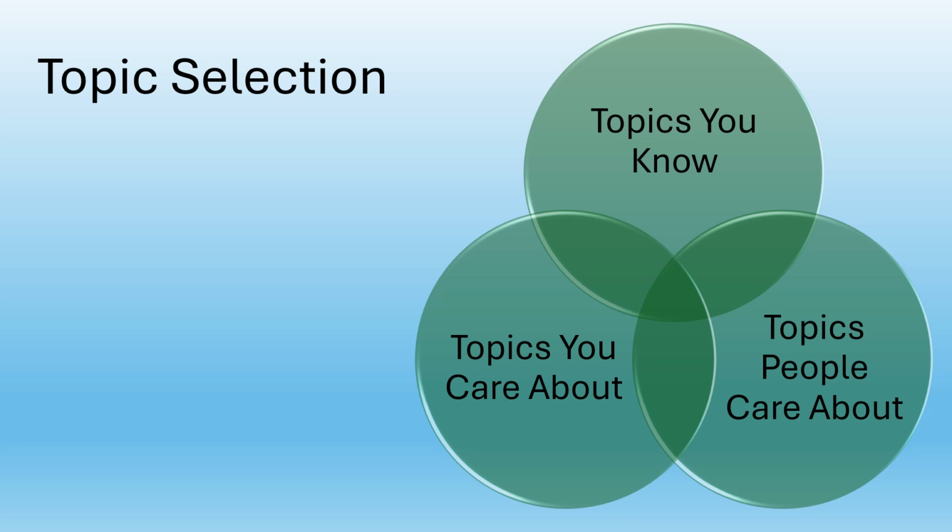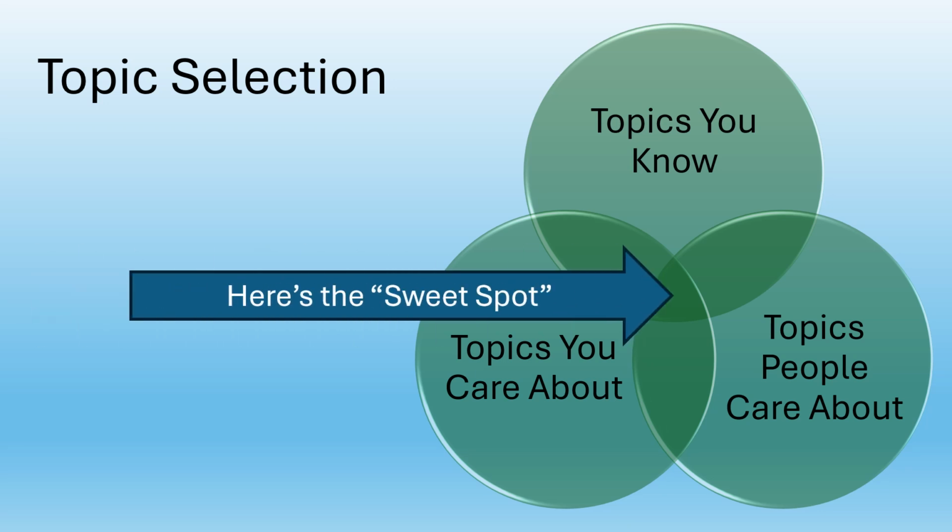So we've got the topics that you know intersecting with the topics that you care about, which intersects with the topics that people care about, right? Because remember, we have to consider our audience as well. So the sweet spot, this is it right here, where all three of them intersect. That's a sweet spot between what you know and what you care about, and what the audience or people in general are going to care about. That's what you want to focus on.